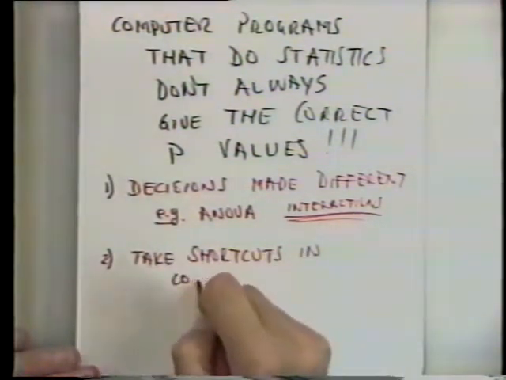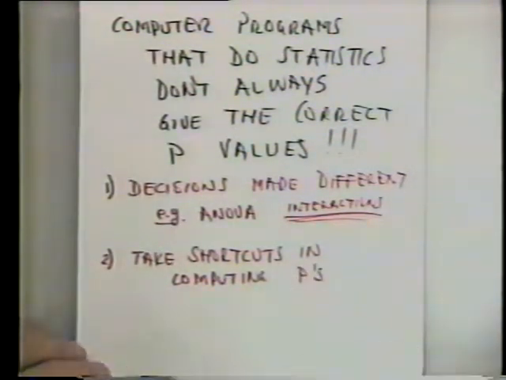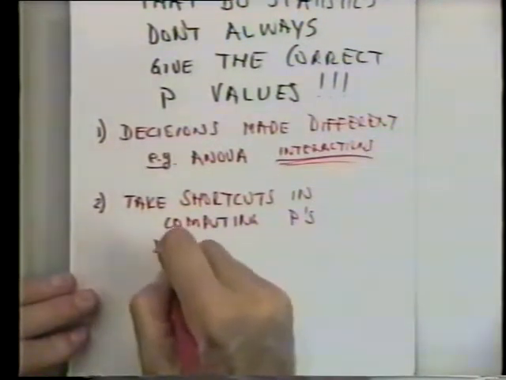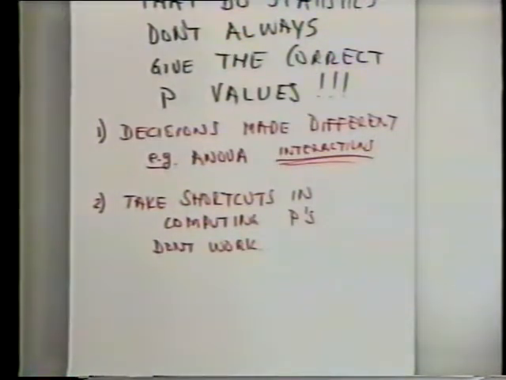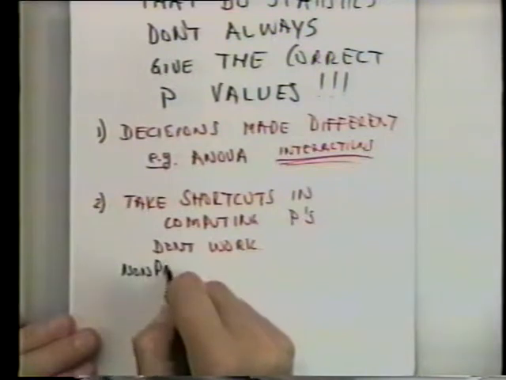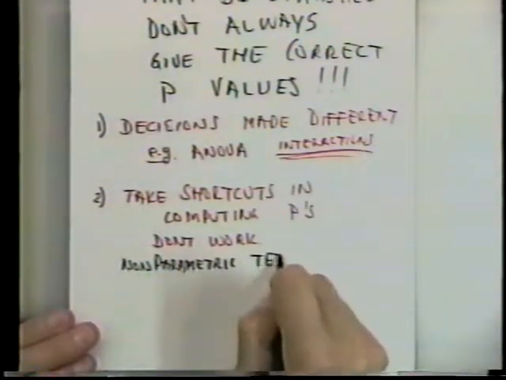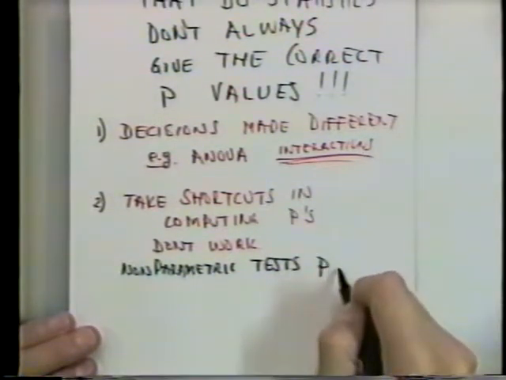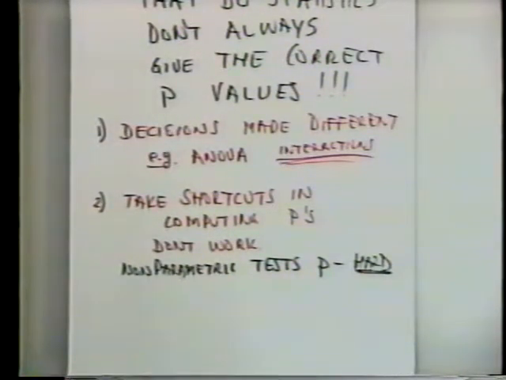The second reason, and this is more subtle, is some programs take shortcuts in computing the p-values. And sometimes those shortcuts don't work. And the case that I've seen in one program is I've shown you for these non-parametric tests that actually computing the p-values is a little bit hard. That's why there are tables of this, because it's a pain in the neck for your program to compute it, and because people made tables before computers were easily available.